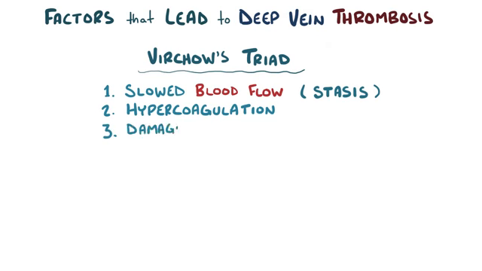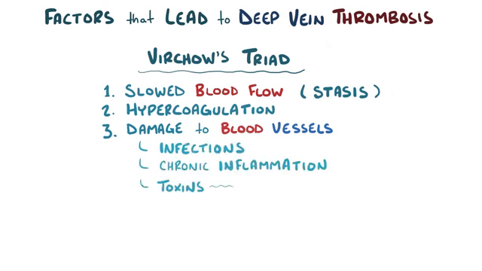A third factor is damage to the endothelial cell lining of a blood vessel, which exposes tissue factor and collagen. Damage can be caused by infections, chronic inflammation, or toxins like those found in tobacco cigarettes.